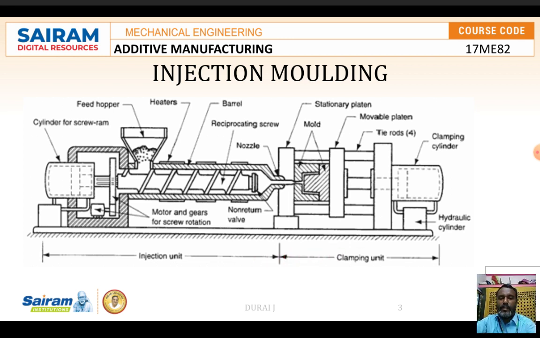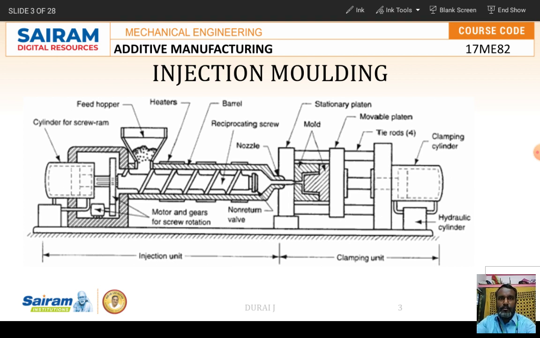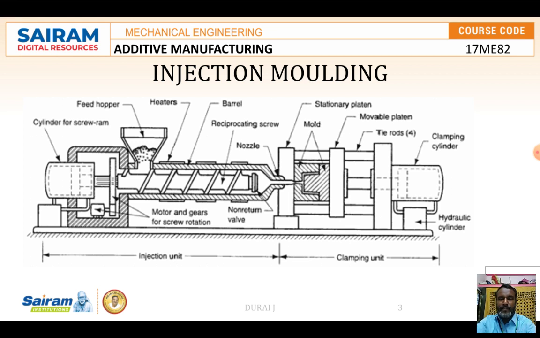Now we can see more about injection molding. This molding process is best suited for producing thermoplastic materials mainly. The previous one, compression molding, is used for thermosetting materials, but injection molding is used for thermoplastics. The equipment cost is high compared to other processes, but the main advantage is that the production rate is high.